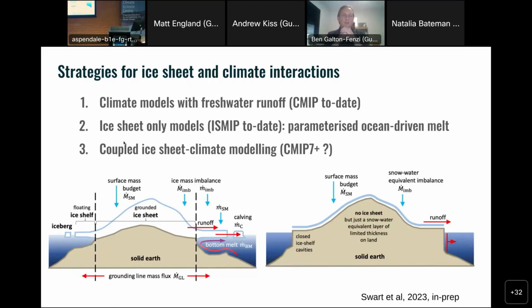The second strategy is running a MIP called ISMIP, for ice sheet only models. ISMIP is the ice sheet modelling intercomparison project. The ocean-driven melt is parameterized, so you take climate model output and downscale it, if you like, to regional models. Greenland's a bit more sensitive to atmospheric driving than Antarctica. Antarctica is really driven by the ocean at this stage, but in any case, it doesn't matter. You run those by themselves and you're downscaling offline from the climate models.